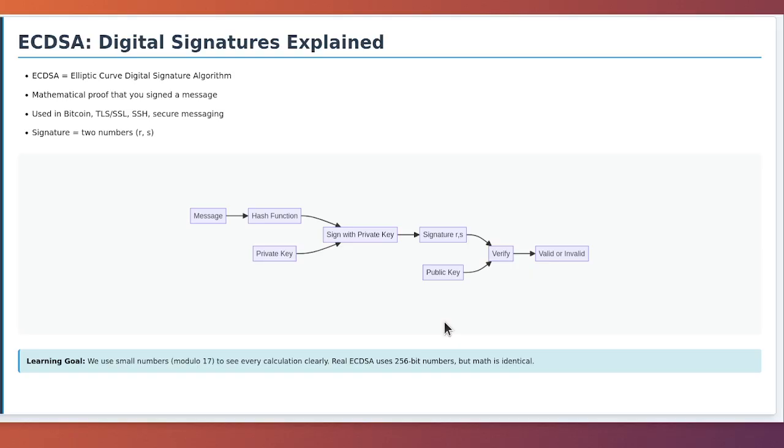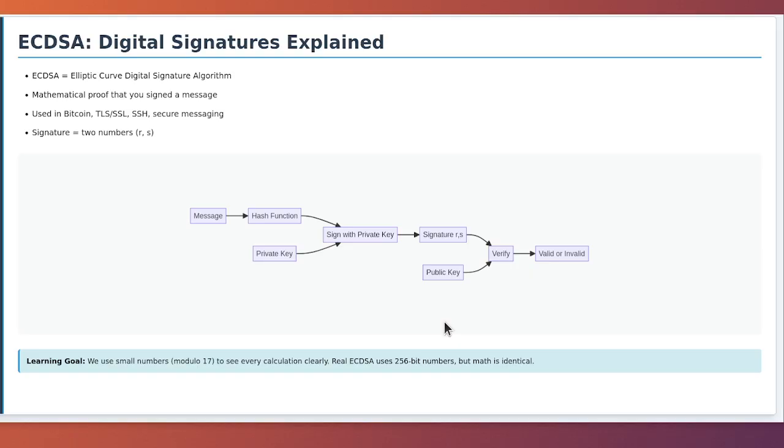Today we are learning about ECDSA, which stands for Elliptic Curve Digital Signature Algorithm. Think of it as a mathematical way to prove you wrote a message. When you sign a paper document with a pen, someone could forge your signature. But with ECDSA, forgery is mathematically impossible without your secret key. This technology powers Bitcoin transactions, secure messaging apps, and website security certificates.